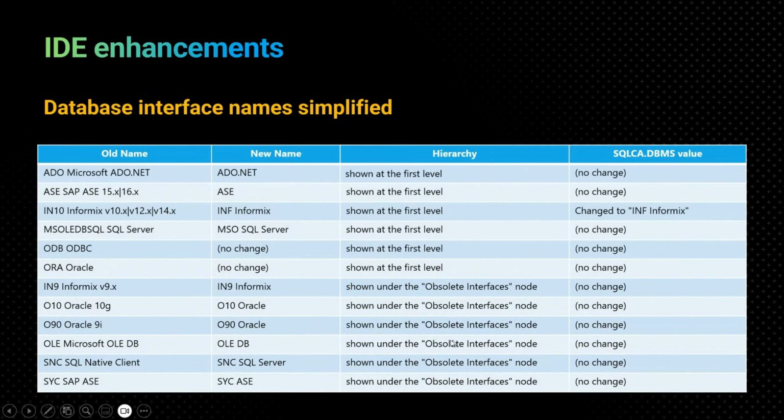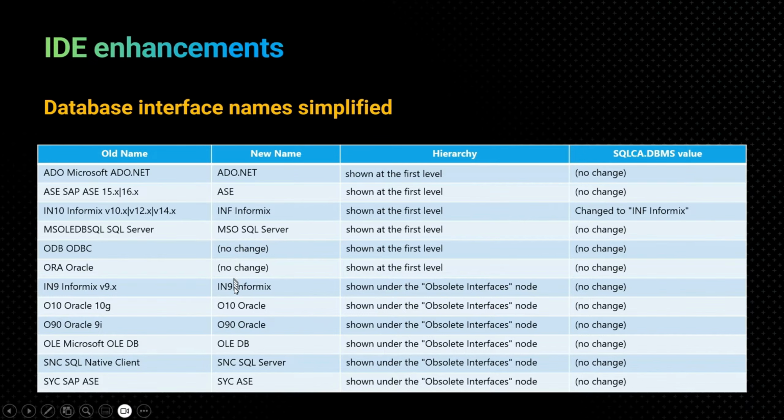Well, before I get there, this is just a summary of the names I said were simplified. What was Microsoft ADO.NET is now just called ADO.NET. ASE, yada, yada, yada, is just called ASE. And once again, there's your INF for Informix. Microsoft SQL Server used to begin with MSOLEDBSQL. Now it's just called MSO. And as most of you probably realize, only the first three characters count, so you could say MSO, and that would be enough for PowerBuilder.